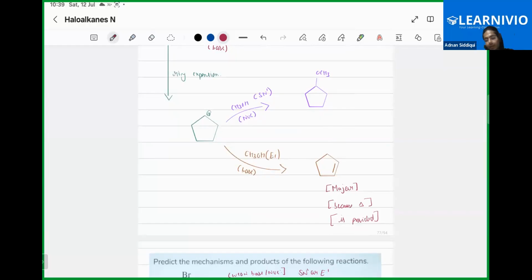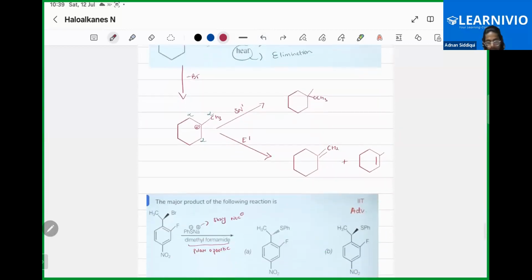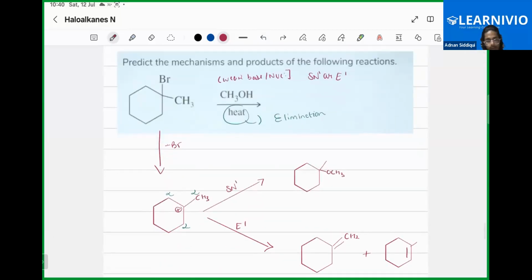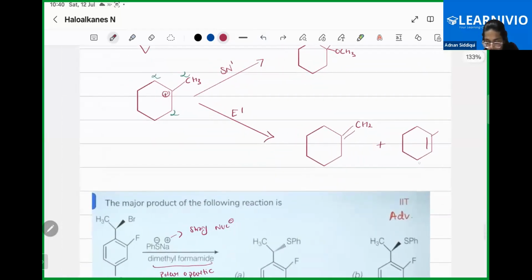If you are giving heat, your alkene will be major. If you are not giving heat, you are providing cold condition, then your substitution one will be major. This is again the same. First step is your self ionization, carbocation formation. As it is given heat, your major product is going to be the elimination one. Out of these two, this one is going to be major.